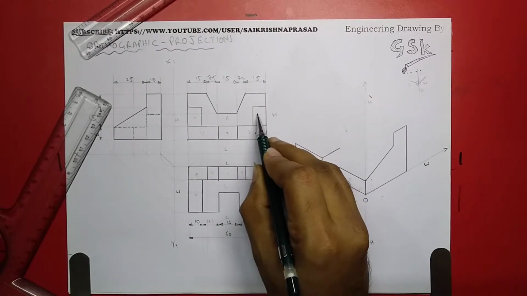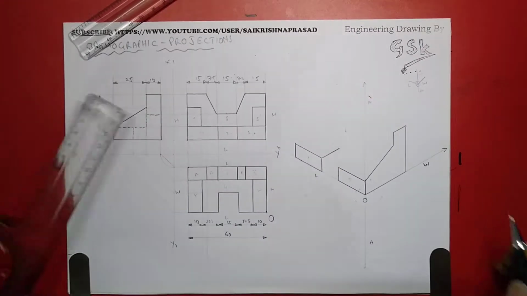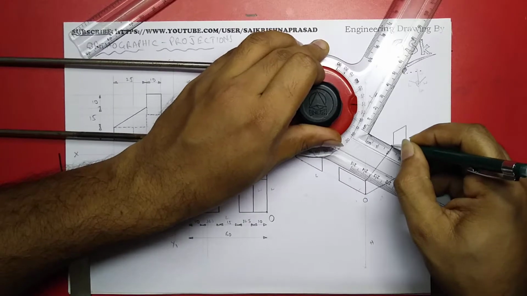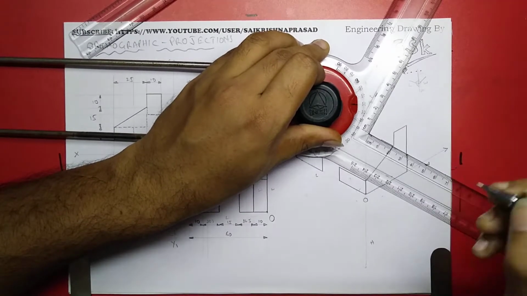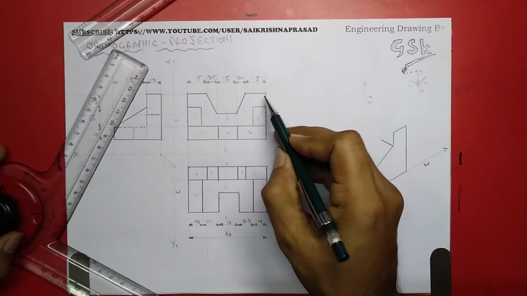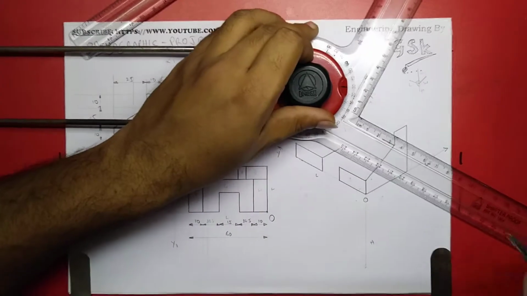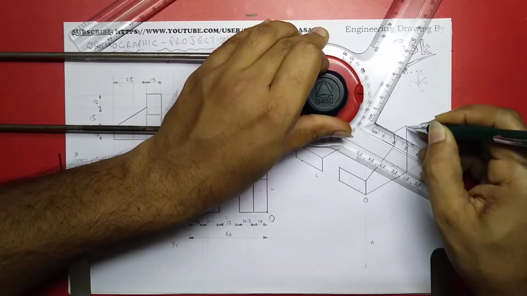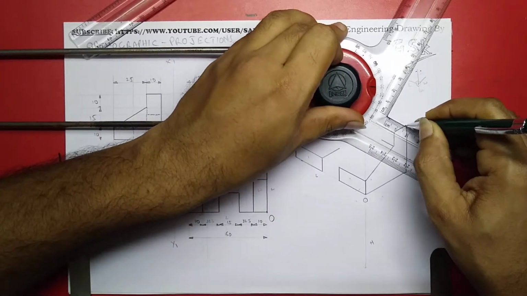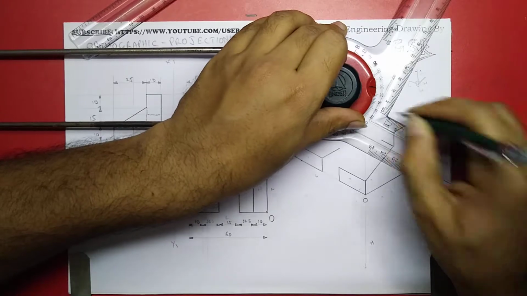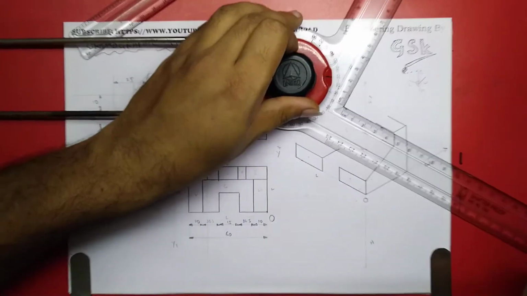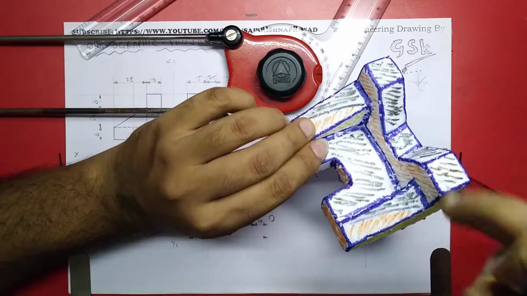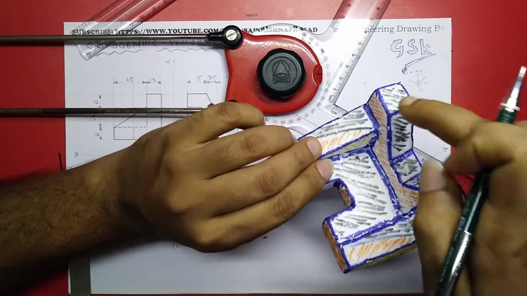Now we have to draw this one. This gap is the 10 mm. Right, next this one is a 15. This one is also 15. And total here, from here to here it is 60. So here 15, 15, 15, 15.